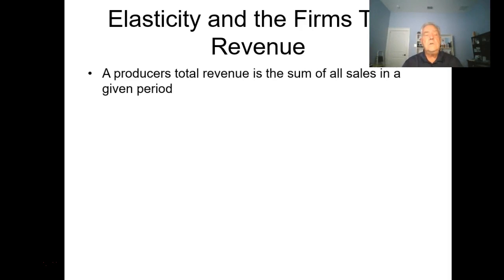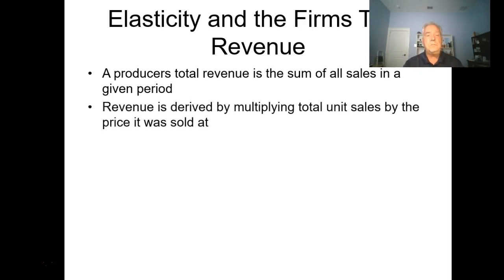So, a producer's total revenue is the sum of all sales in a given period. So, revenue for a producer or a firm is the sum of all sales, right? We derive that revenue by multiplying the total units sold by the prices they were sold at, and that gives us our total revenue for the company or for the producer. This is key because this is his starting point to determine whether he's going to make a profit or not. Okay?